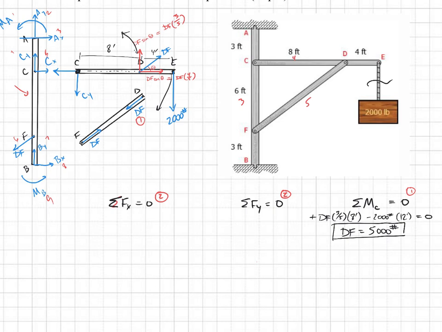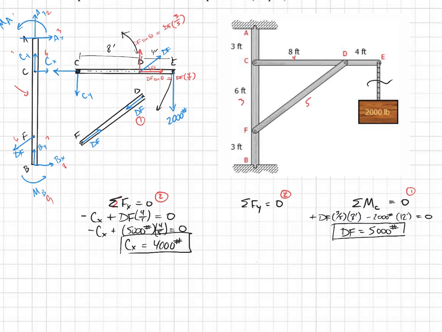So we've got negative Cx plus DF times 4/5 equals 0. Okay, so we'll go negative Cx plus 5,000 pounds times 4/5 equals 0. And so Cx equals 4,000 pounds.